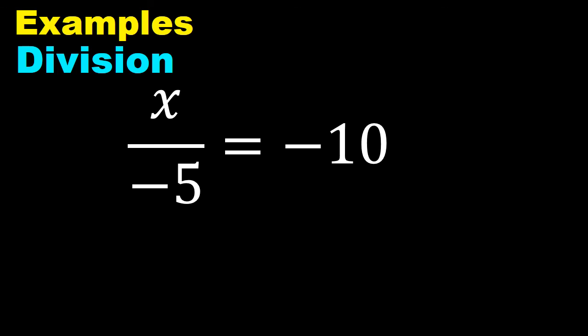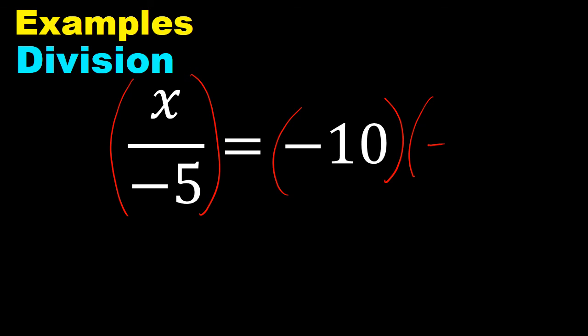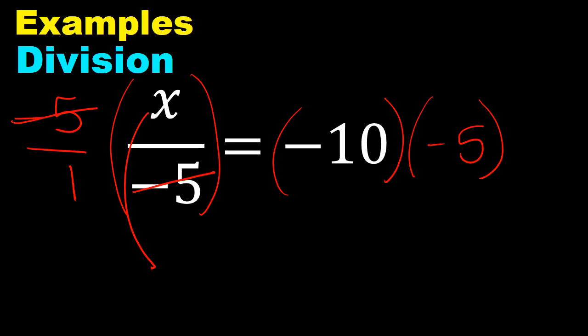And what about this case? So what you see is that I have x divided by negative 5 is equal to negative 10. Let's go ahead and multiply both sides by negative 5. I'm using parentheses here just so I don't get confused and think that the right side is going to be subtraction when it's actually multiplication. The negative 5's cancel out, leaving me just with x being equal to negative 10 times negative 5, which gives me positive 50.